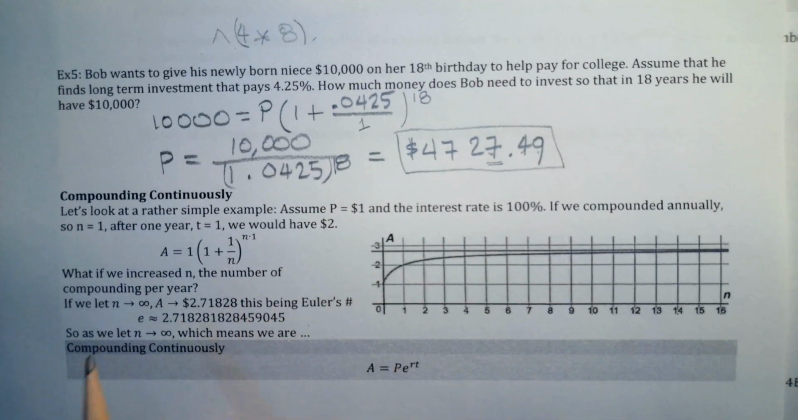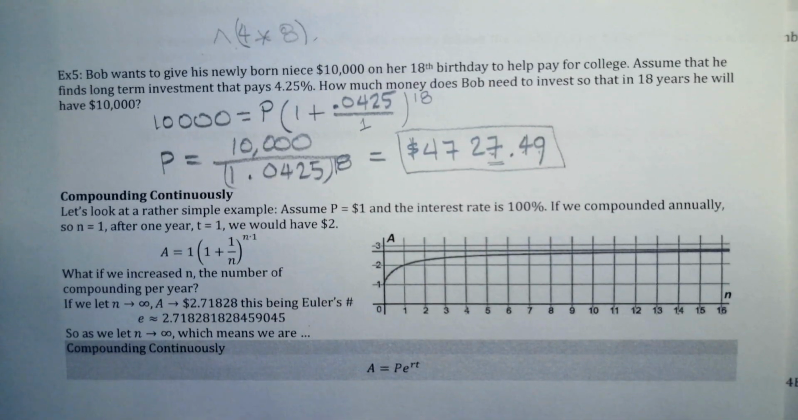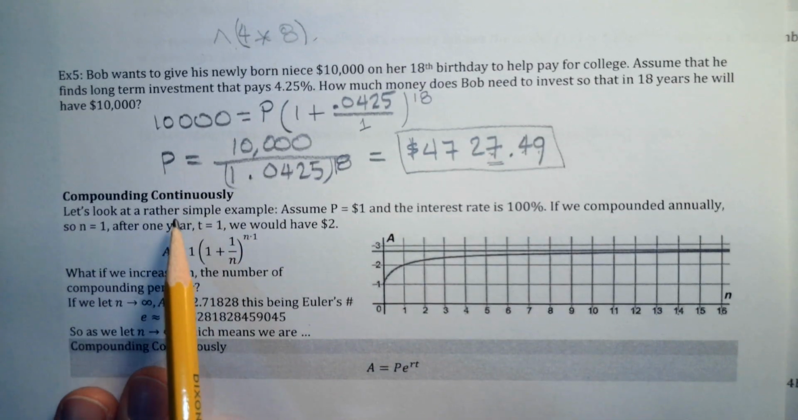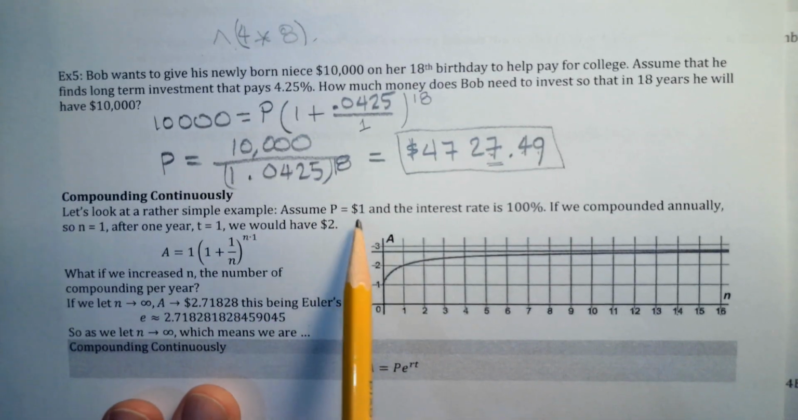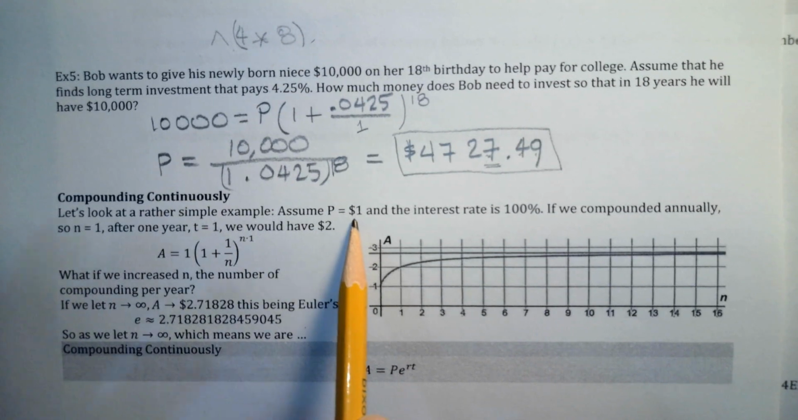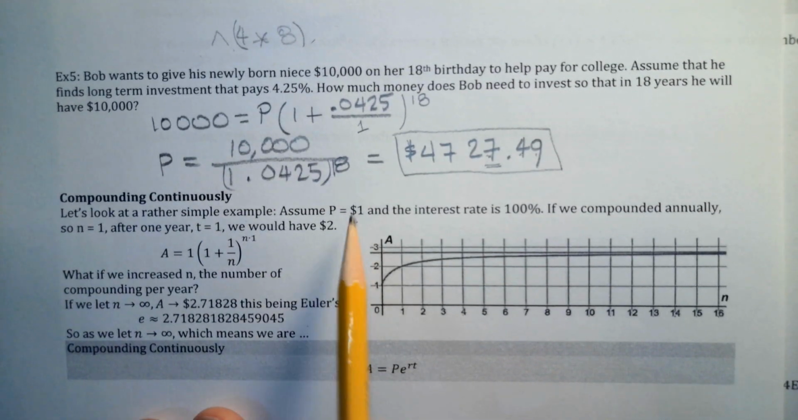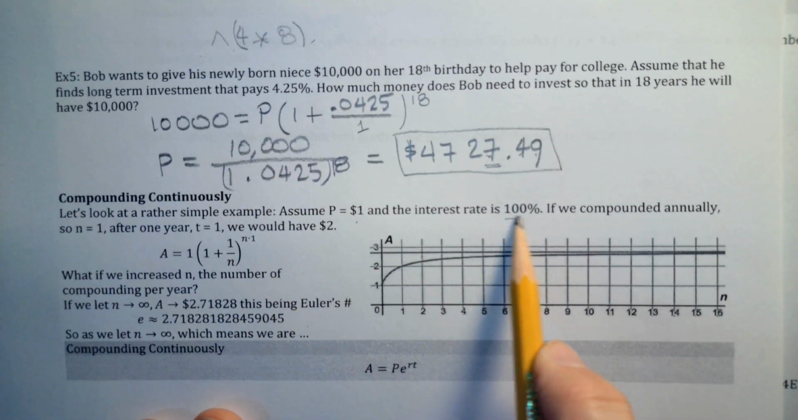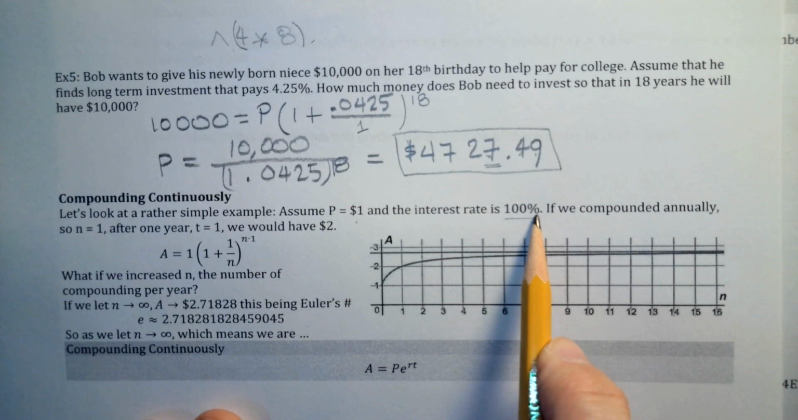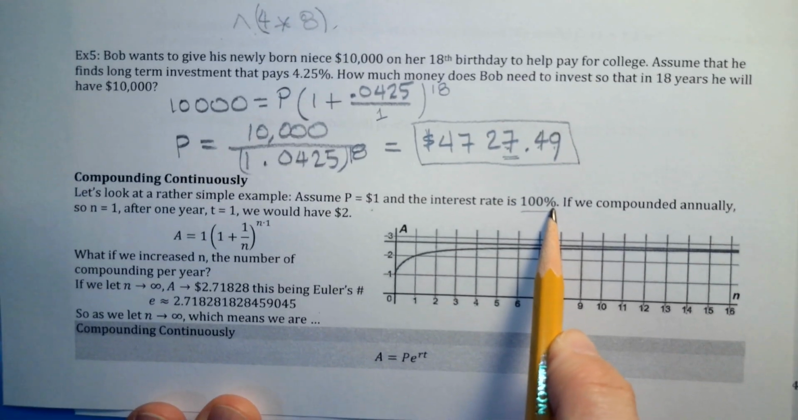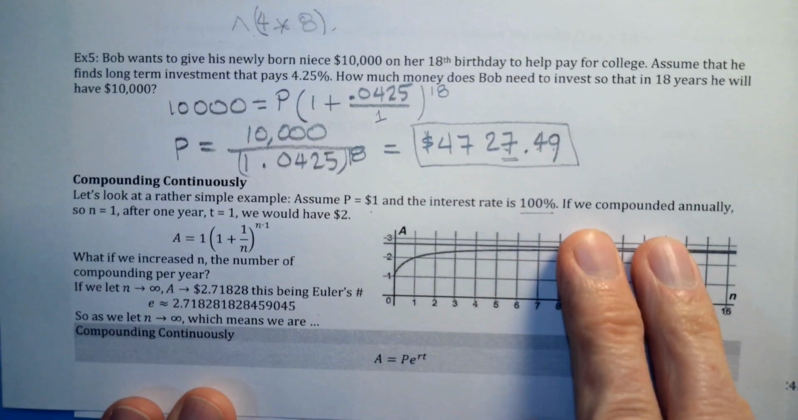So this example is going to demonstrate how we might arrive at that formula. Let's look at a rather simple example. We're making it really simple. The principal is just $1. And to make it even simpler to calculate, we're using an interest rate of 100%. That means you would double your money every year, right? 100% interest. Let's just keep the numbers really simple.